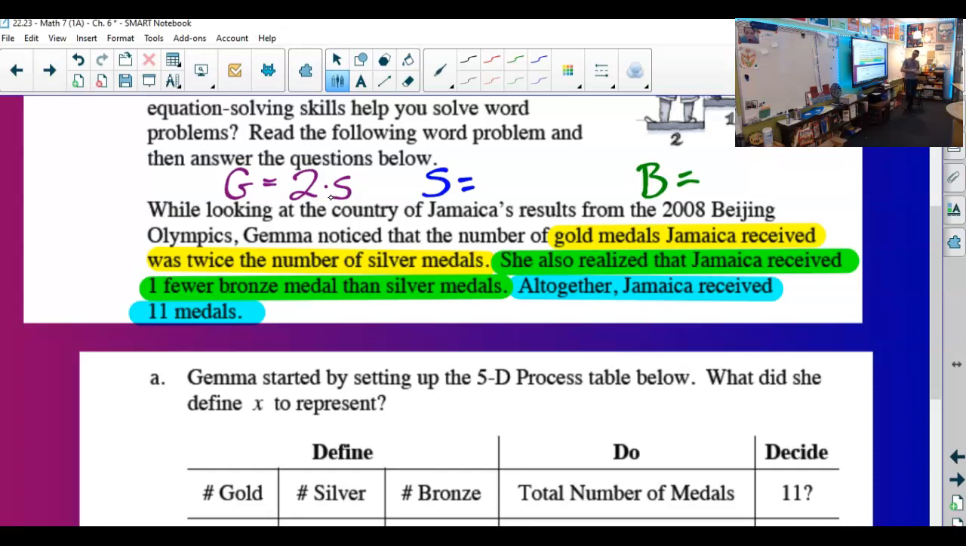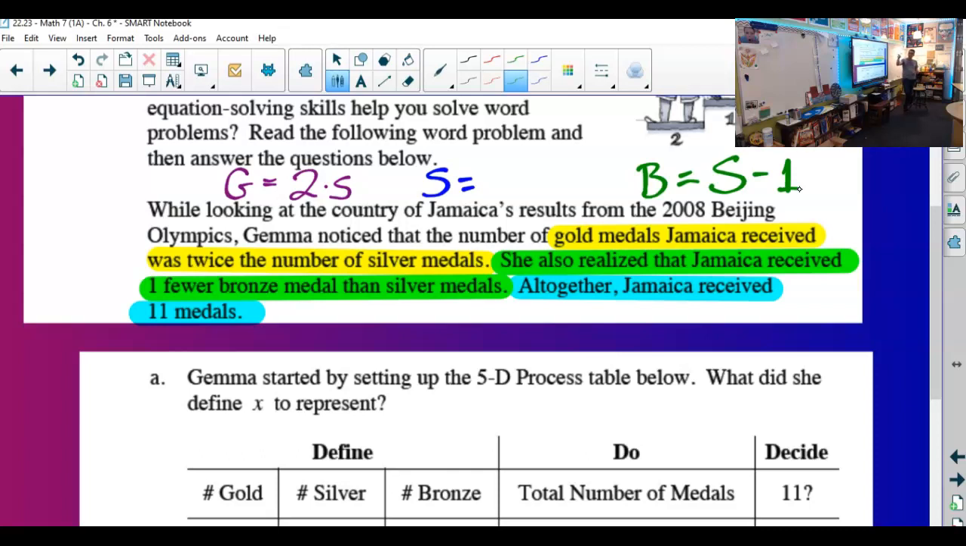Margot, can you tell me from the green highlighting about bronze? Jamaica received 1 fewer bronze than silver. Yeah, if it's 1 fewer bronze than silver, it's silver minus 1. Right, so we need to do silver minus 1. Now, S is another one of those dangerous variables, kind of looks like 5. So make sure that when you're using S's, you curve them and you pay attention that it's not 5.